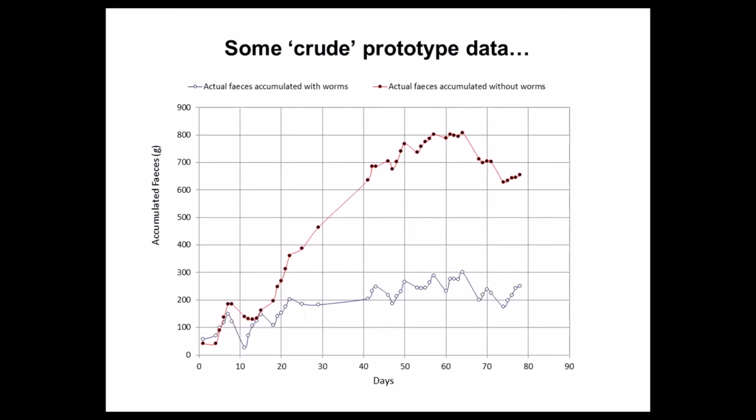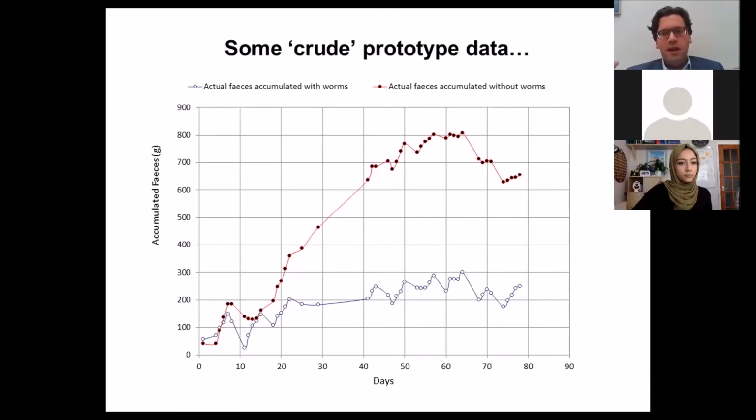And you can see that she was basically measuring how much solid accumulation there was within some of the tiger toilets that had the worms in them, and then equivalent toilets that didn't have the worms in them. So more like a typical pit latrine. And you can see from the red line that the solids built up in the latrines, as we would expect.